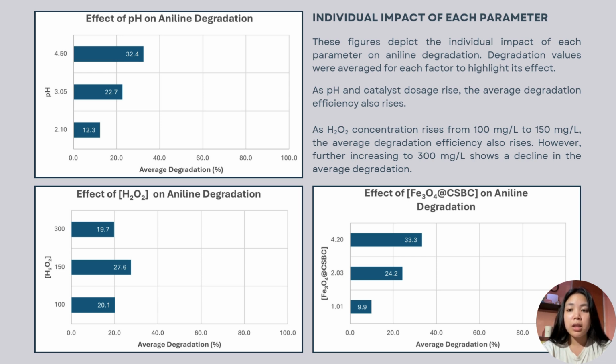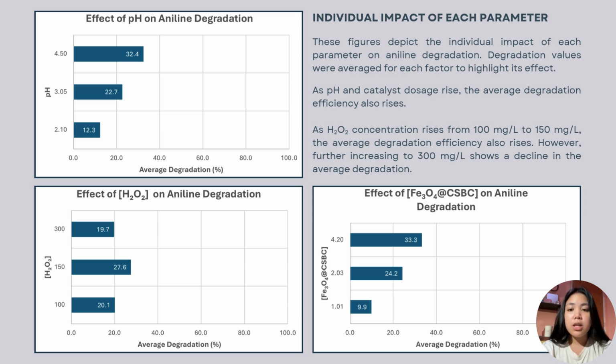In figure 2, degradation peaked at 150 mg per liter of hydrogen peroxide with an average efficiency of 27.6%. However, when we increase it to 300 mg per liter, degradation dropped. This is due to radical scavenging where excess hydrogen peroxide reacts with hydroxyl radicals, reducing their availability for degrading pollutants.